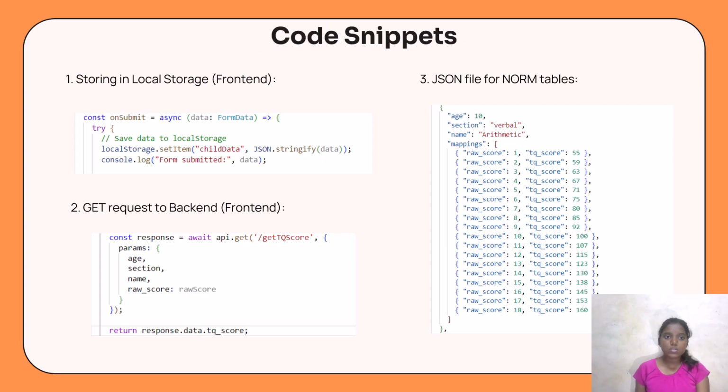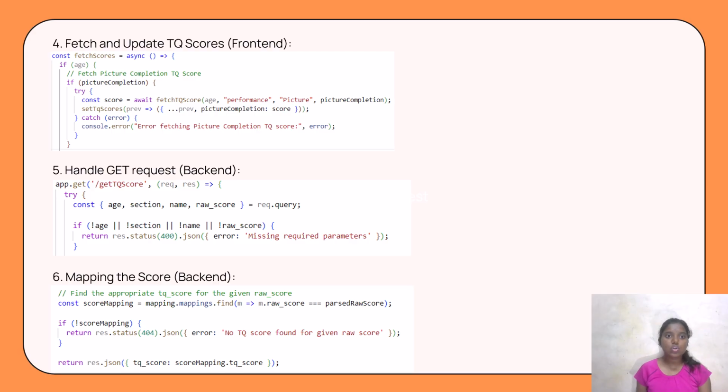These are the code snippets explaining how the data is stored locally on the front end side, the GET request from the front end to the back end, and the JSON file for the norm tables with respect to age, section, and name. Like here it is age 10, section verbal, and name is arithmetic. According to that, the norm tables are available in the JSON files. And then these snippets show how fetch and update of TQ scores is happening, handling the GET request, and mapping the scores in the backend.